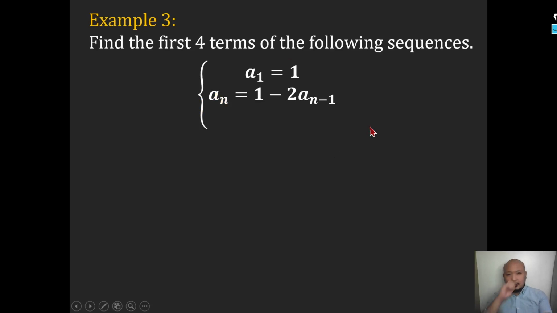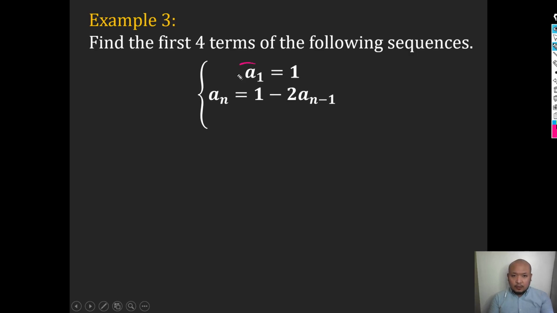Ito, sample natin. Find the first 4 terms of the following. Although hindi sinabing recursive formula, it looks like one, no? You have multiple lines of it. Given ka ng first term at given ka ng rule kung paano malaman yung succeeding terms. So, what are the first 4 terms now of the sequence?